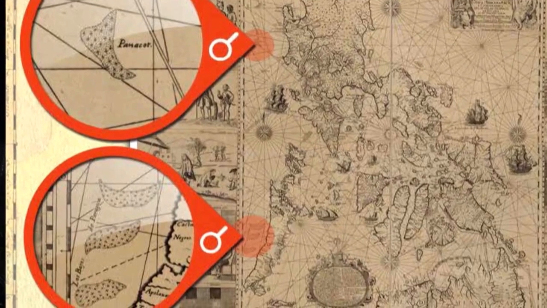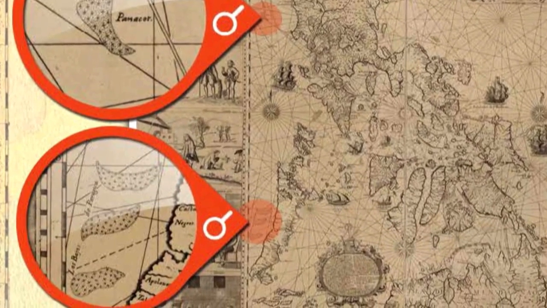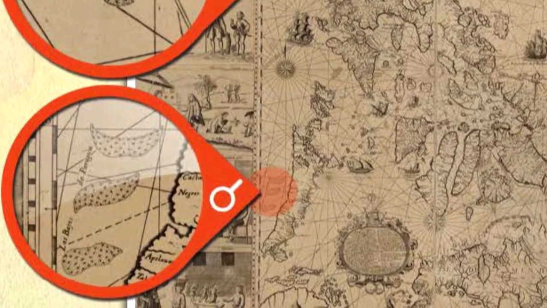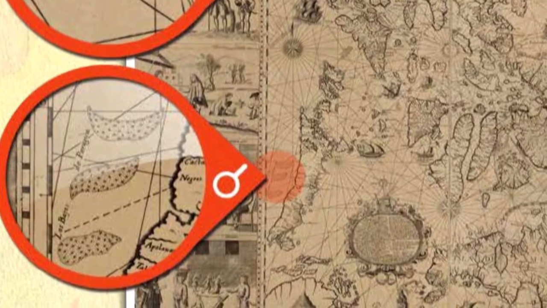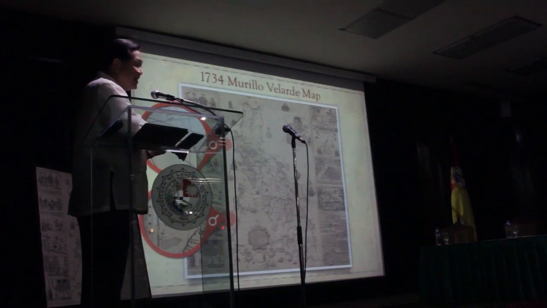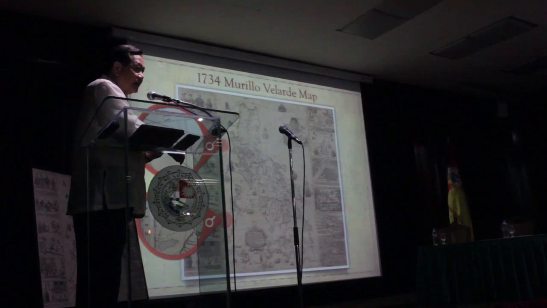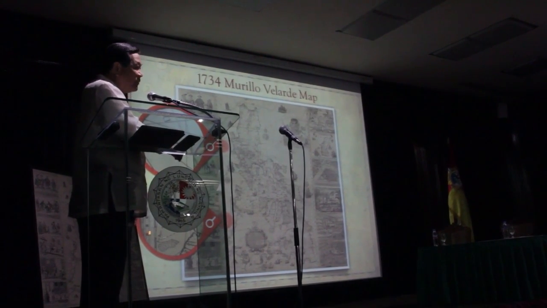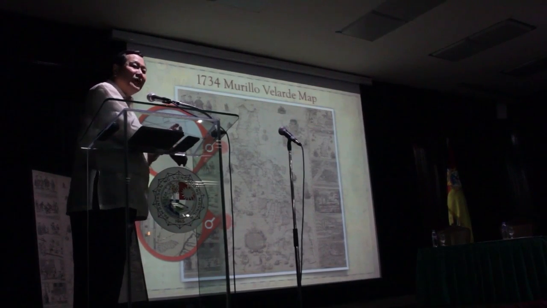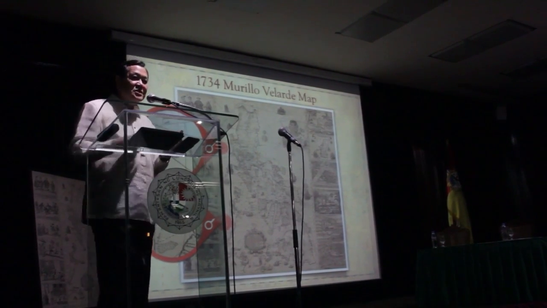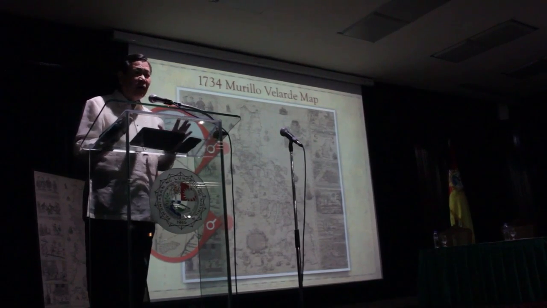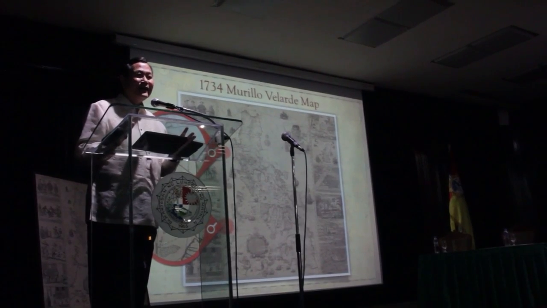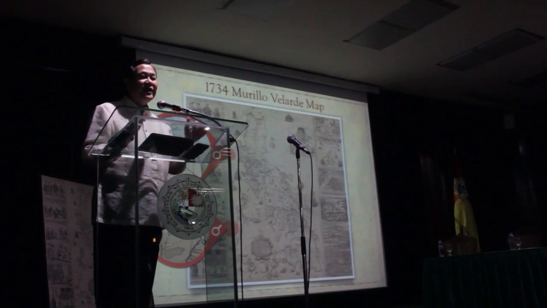Now it also shows Los Bajos de Paragua. Paragua is the old Spanish name of Palawan. Bajos means shallow waters. So the shallow waters of Palawan, these are the Spratlys. So in 1734, the Spratlys appeared as part of the Philippines in this map of Father Murillo Velarde. China or Vietnam has no map earlier than this showing the Spratlys. We have the oldest map.